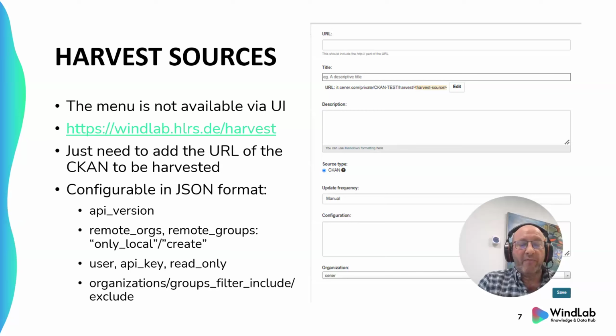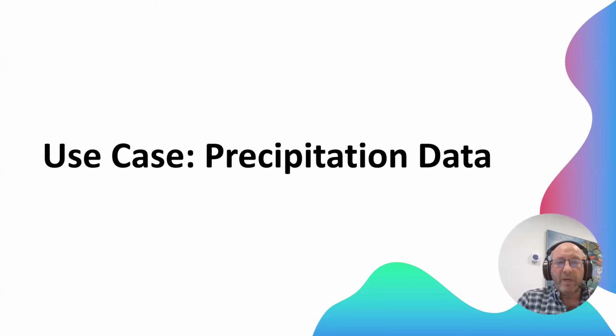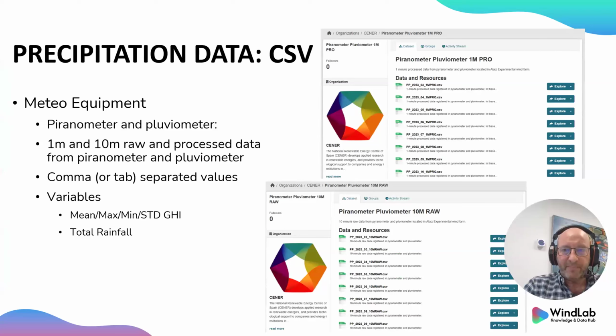And we can use some filters on the harvesting to include or to exclude some organizations or groups from the remote data hub to be harvested into ours. Now, let's see the use case about the precipitation data collected in the AIRE project.